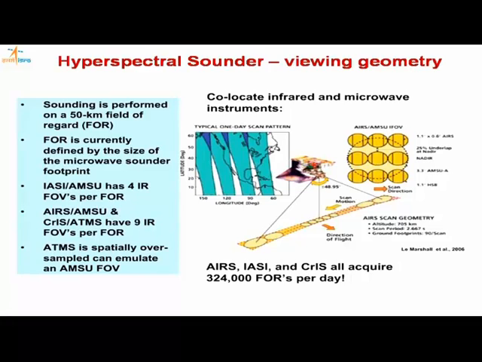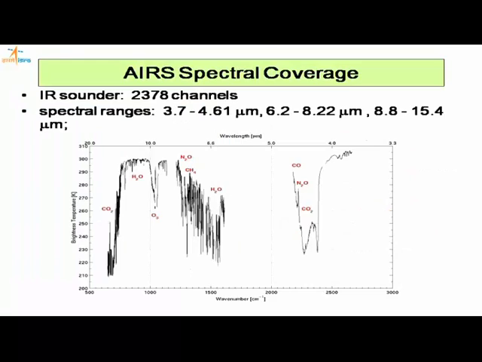A similar configuration is also available onboard ERC, which is in METOP. For ERC we have 4 infrared FOV per FOR of microwave. Here in AIRS we have 9. In ERC we have 4 FOV in 1 microwave. Similarly for CrIS or ATMS, we have 9 FOV within 1 AMSU or 1 microwave footprint. So these microwave observations are used to clear the cloud effect in hyperspectral measurements.